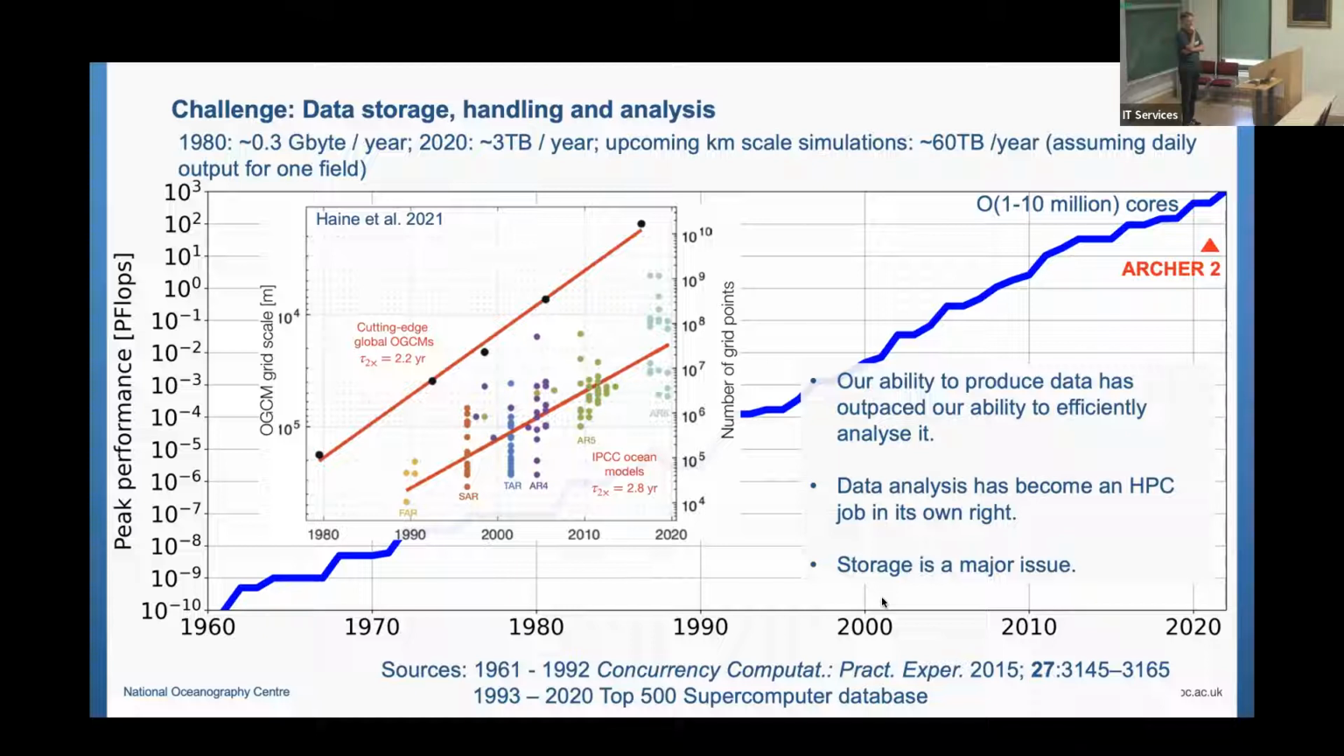So we're very good at churning out huge amounts of data. Models like the ones I've shown before can easily produce up to 1 petabyte of data. If you have 100 years of data, and your output is perhaps daily, you end up with petabytes of data. You cannot just load that into MATLAB and play around with it. It just doesn't work.